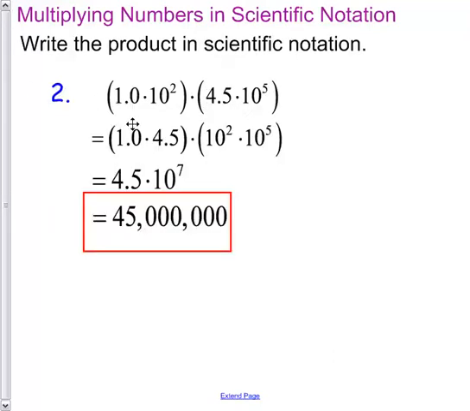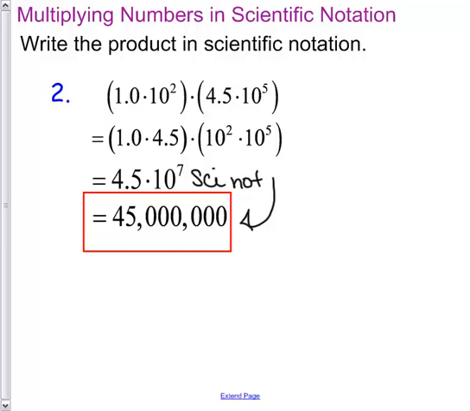For number 2, we do the same work steps, except this time it's 4.5 times 1 and 10 to the 2nd times 10 to the 5th, which is 10 to the 7th. This is scientific notation, which is perfectly fine, but if they ask you to put it in standard form, we put it like so, moving the decimal point 7 places, okay?